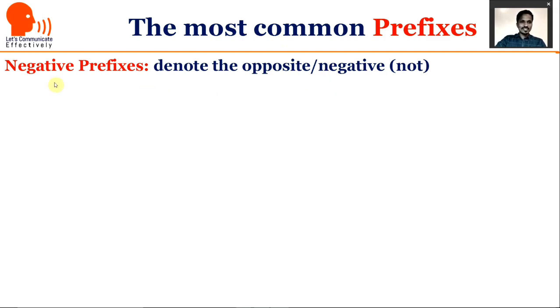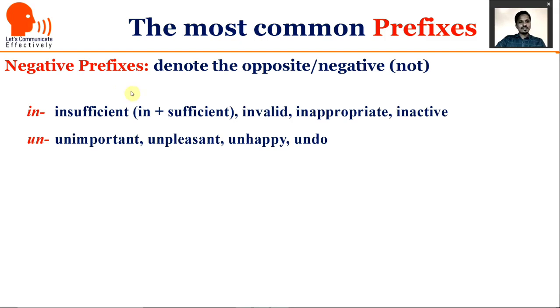So first in this session, let us focus on negative prefixes, find their examples and do one task. At the end of this session, we are going to have one exercise, and I'm going to give you one task. Let us see if you can complete that. So negative prefixes first denote the opposite. They negate the meaning of the word. For example, in and un are two of the negative prefixes.